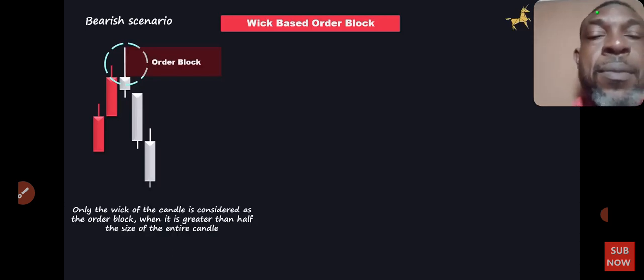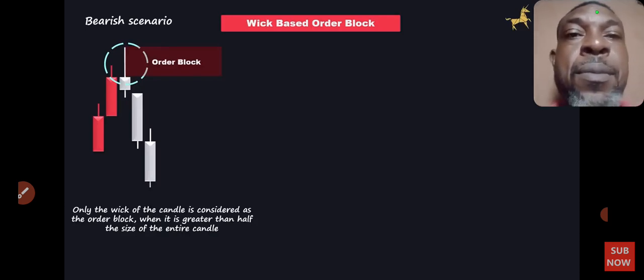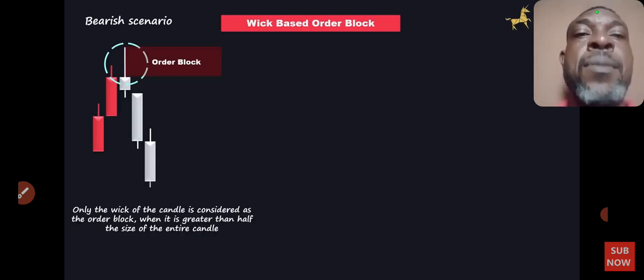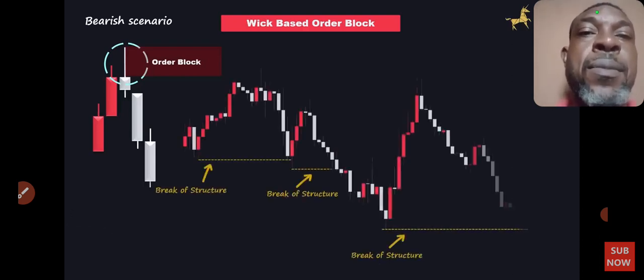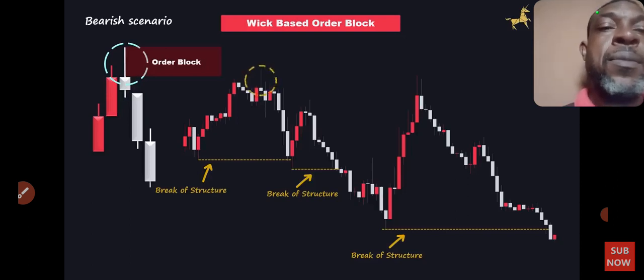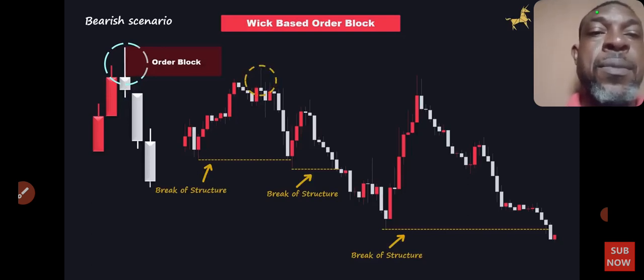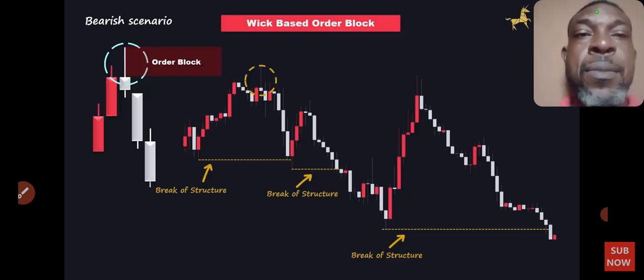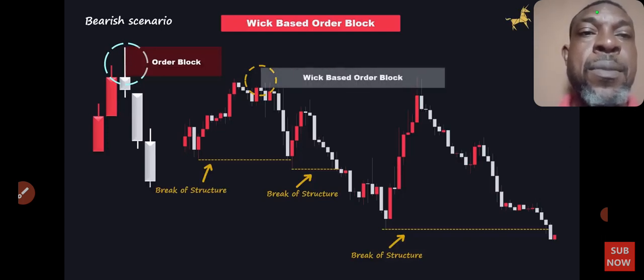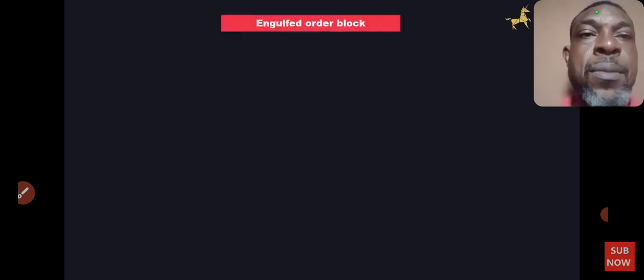This manner provides an optimized and smaller zone compared to considering the entire candle size as our area of interest. As you can see here, price sharply pushed to the downside and created a series of bearish BOSs. So it's clear that this candle located at the extreme is the first weak bearish candle formed before price created a sharp downside movement. But as you can see, the wick of the candle is greater than half of the whole candle. As we mentioned before, we should highlight the entire wick as our order block instead of the entire candle size. So, let's move into the next order block type, the engulfed order block.